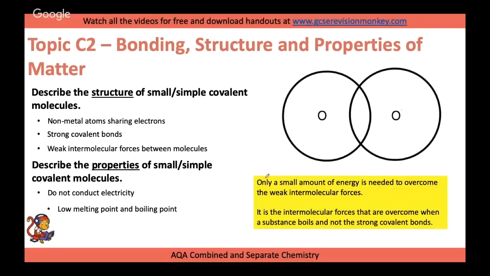The box in yellow is really key for higher tier more than anything else. So if you're foundation, don't worry too much about this box. But it's the idea linking the fact that small molecules have a low boiling point and it's to do with the weak intermolecular forces. So only a small amount of energy is needed to overcome the weak intermolecular forces. And it's these forces that are overcome when a substance boils and not the covalent bonds. So it's the forces between the molecules that break up, these ones here, rather than the atoms themselves splitting apart.